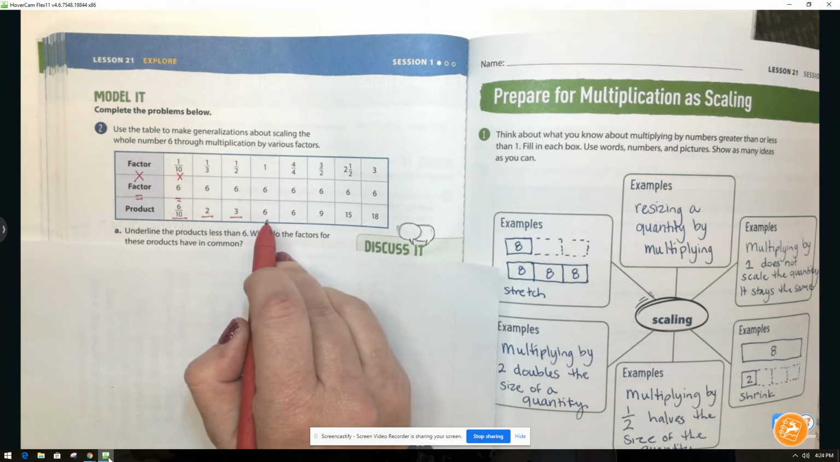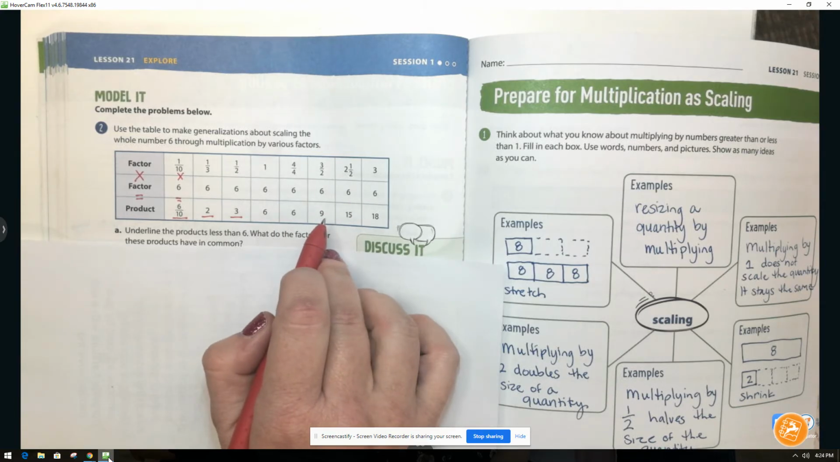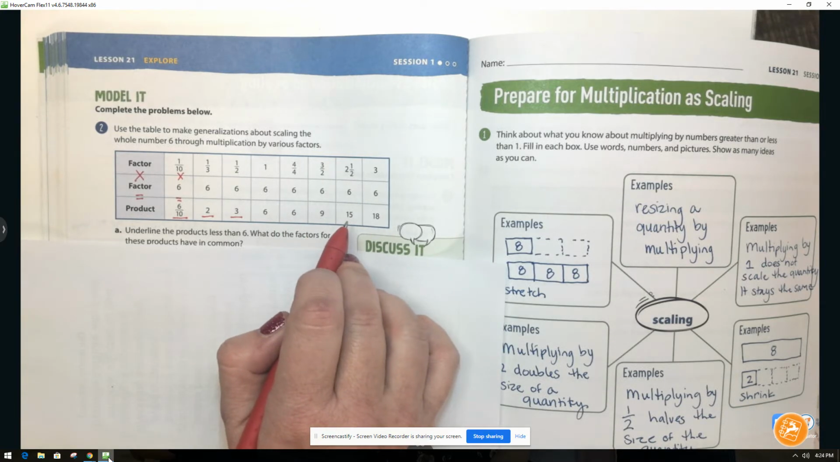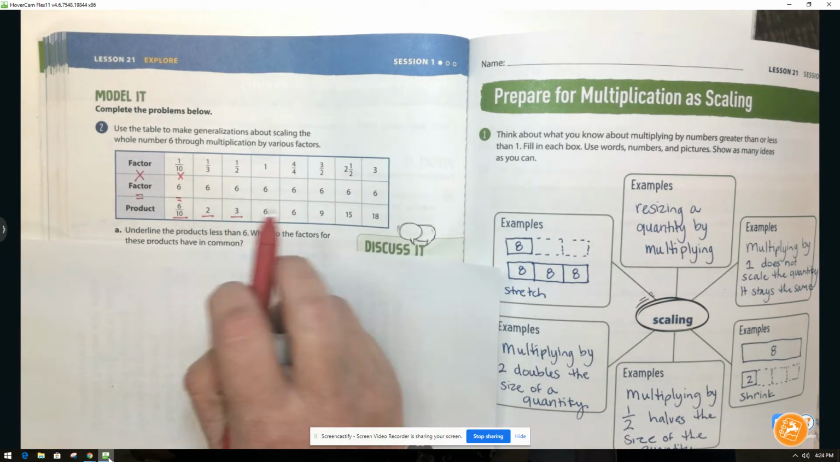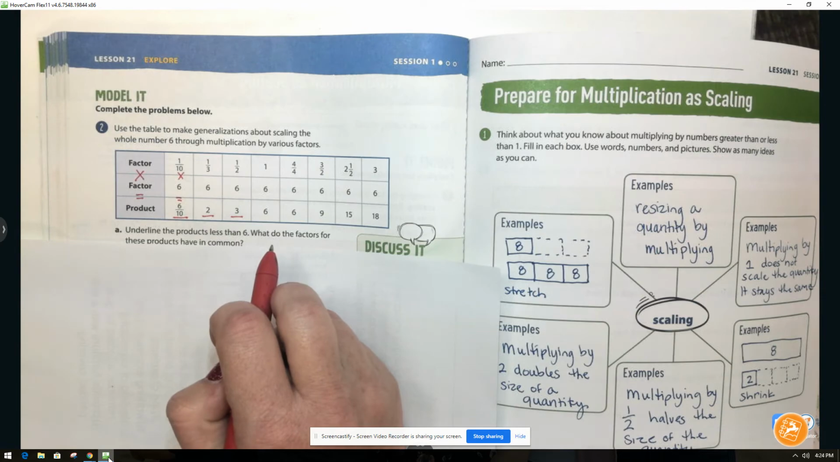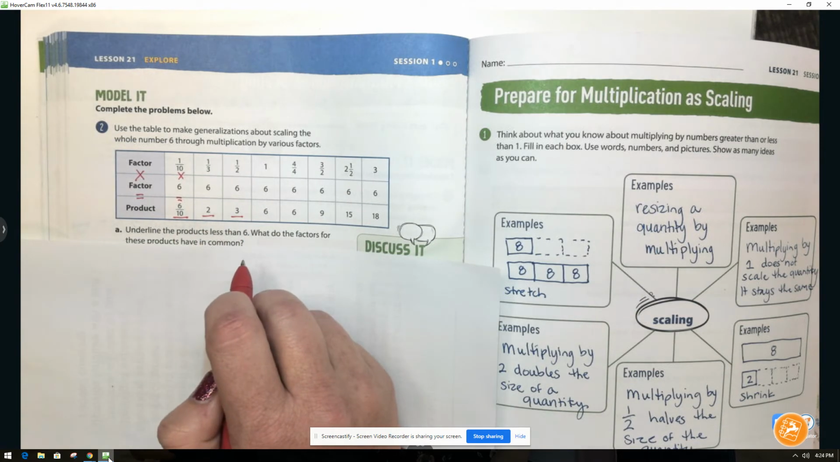Is 6 less than 6? No, 6 is equal to 6. So I can't underline that. I also can't underline that 6. 9 is more than 6. 15 is more than 6. And 18 is more than 6. So I can no longer underline any products because I only have these 3 that are less than 6.